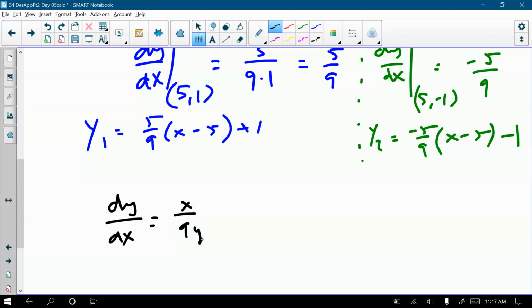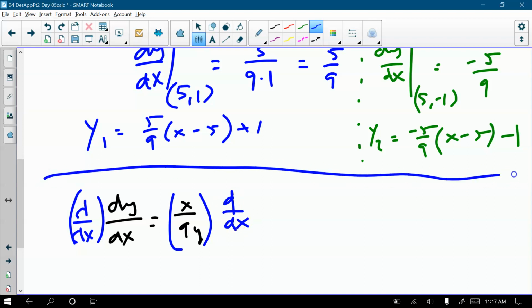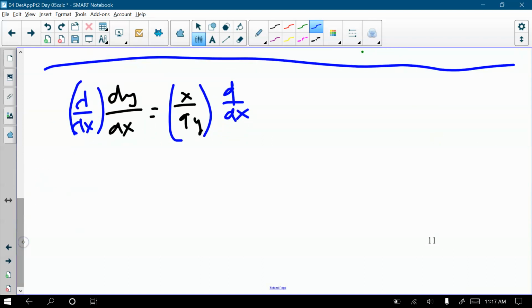Okay, I need my second derivative. My second derivative will be d/dx of dy/dx on both sides. So what we get here is d2y over dx squared. Don't write d squared x squared, that's weird. So d2y/dx squared is equal to, now we need the derivative of the right side.